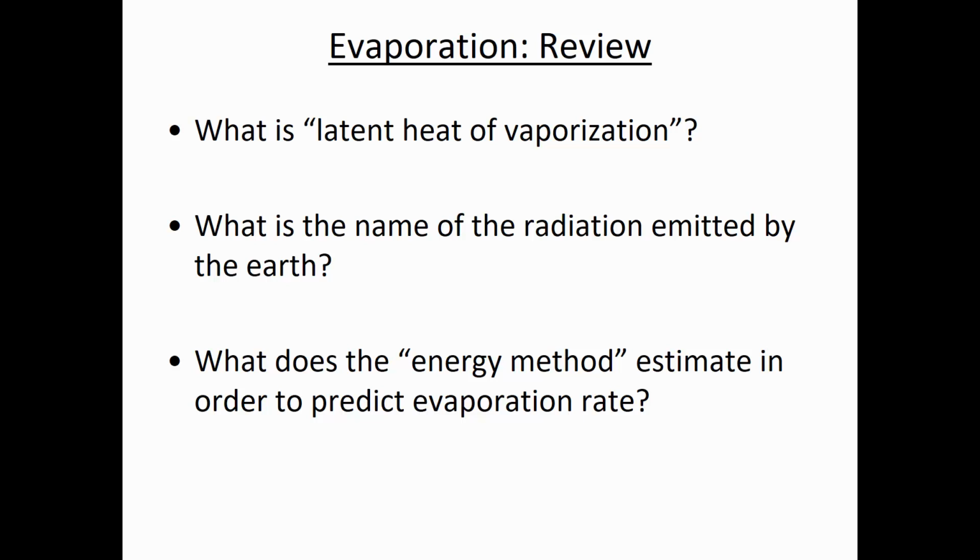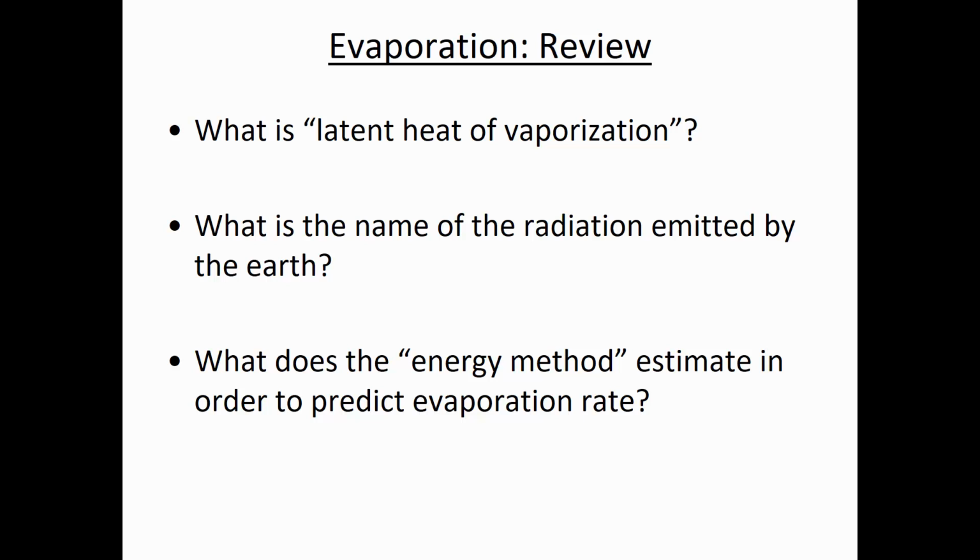Okay, so what does the energy method that we worked the example on last time estimate in order to predict evaporation rate? It estimates how much energy is available to do the work associated with latent heat of vaporization. So it looks at the incoming short wave, the outgoing long wave, and the difference between the two is how much energy we have to do vaporization. So that's the basic idea of the energy method.